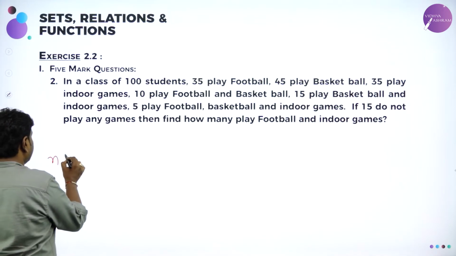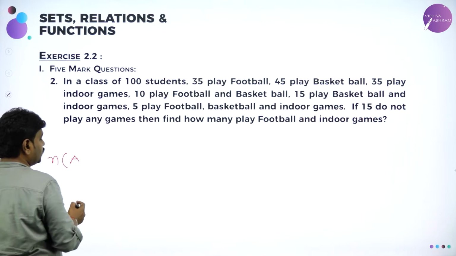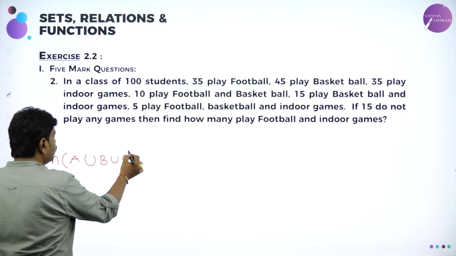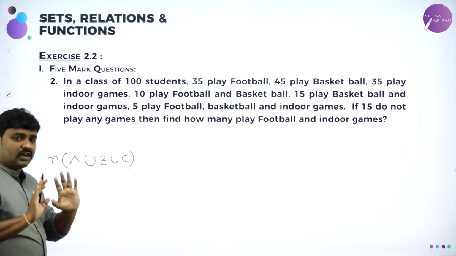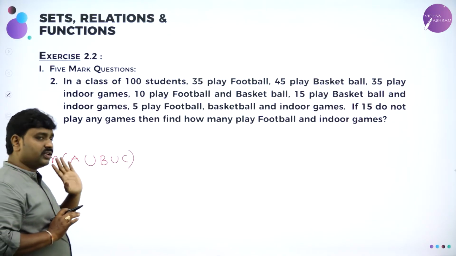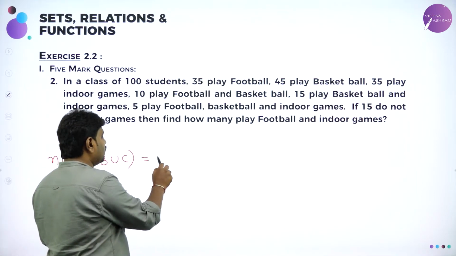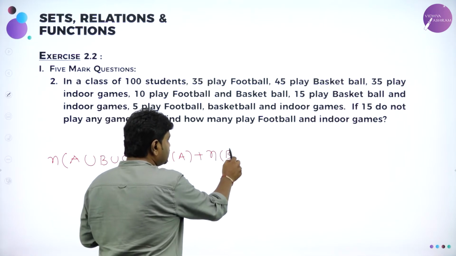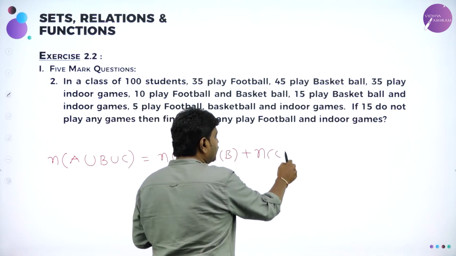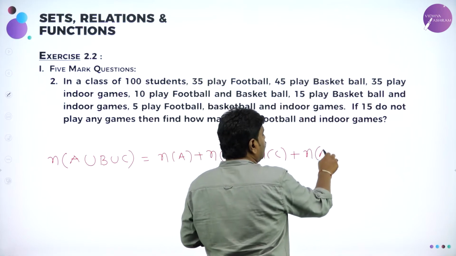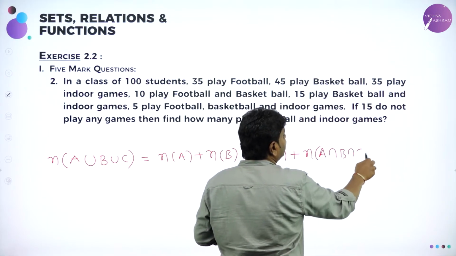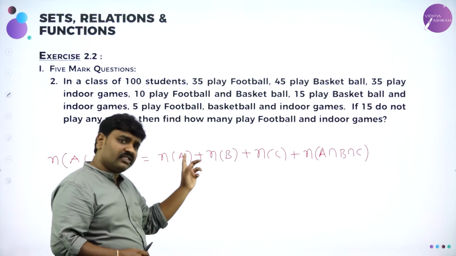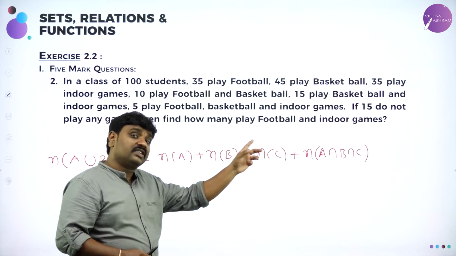That is n of A union B union C. How many sets have I taken? 3 sets. The formula is simple. n of A union B union C is add all. Add all means what? n of A plus n of B plus n of C plus add common to all. Common to all means A intersection B intersection C. If you want n of A union B union C, add n of A plus n of B plus n of C plus n of A intersection B intersection C.